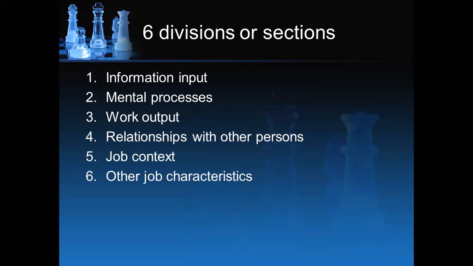So what are these 6 divisions? Those 194 items have been classified into these 6 divisions: information input, mental processes, work output, relationship with other persons, job context, and other job characteristics. So what are all these things? Every job which has to be performed needs some information. Hope you all agree.